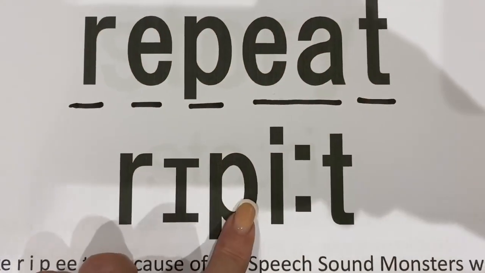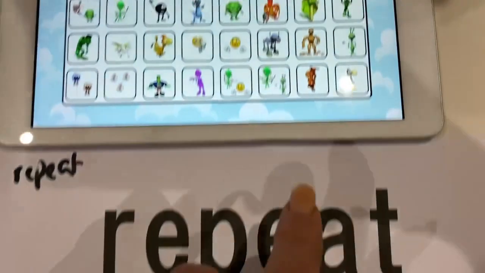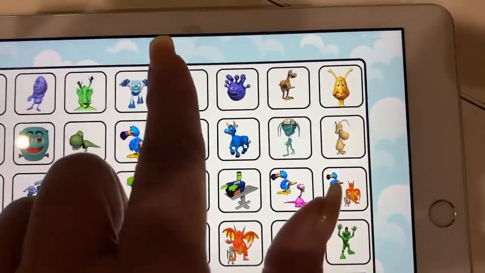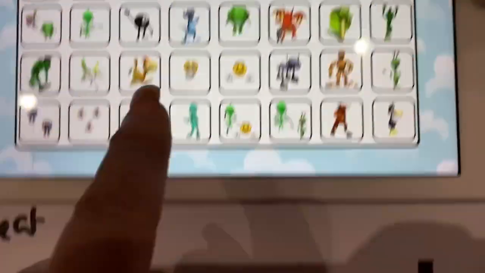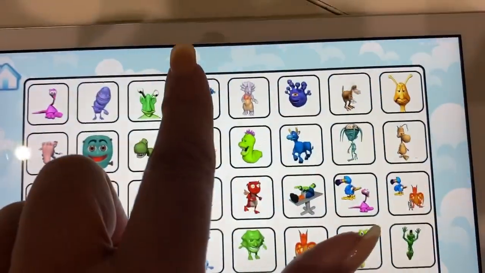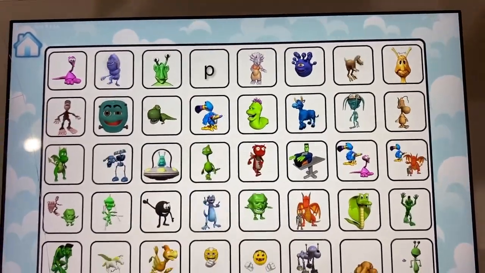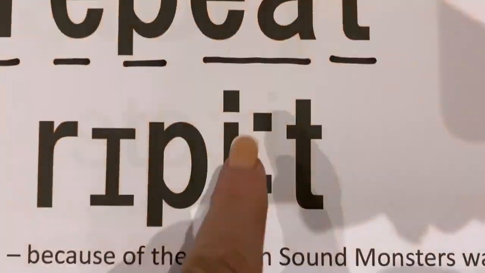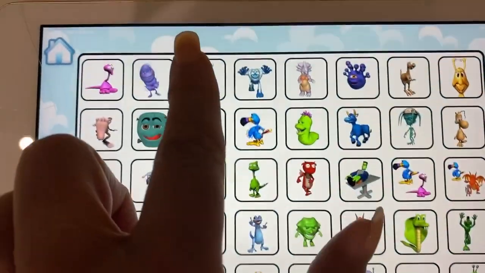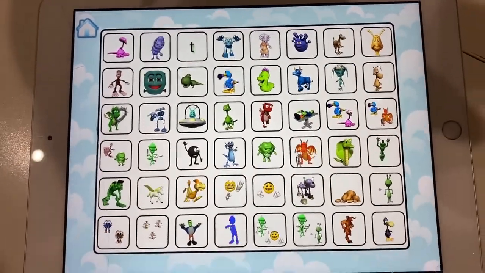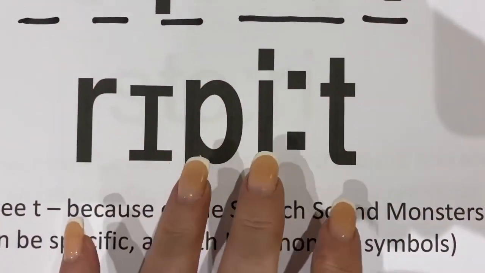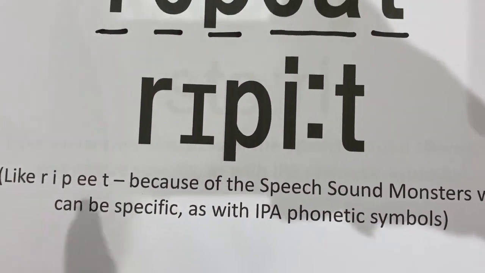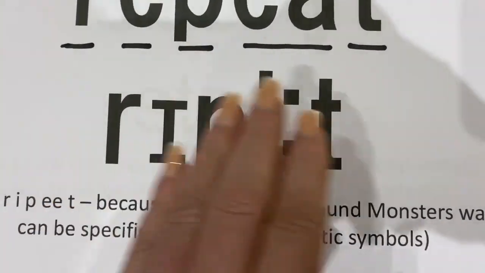So the monsters are just alternatives to these phonetic symbols. So there's the phonetic symbol, there's the phonetic symbol, there's the phonetic symbol. So i, p, eat, repeat. The phonetic symbols represent the phoneme part. So when we're doing phoneme grapheme mapping, that's the phoneme part.